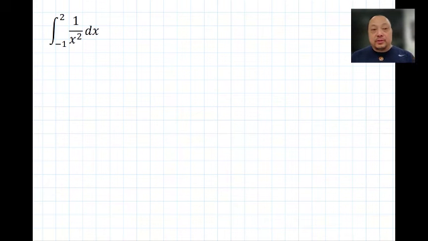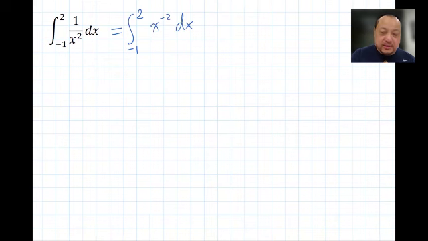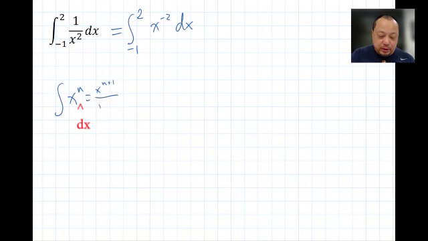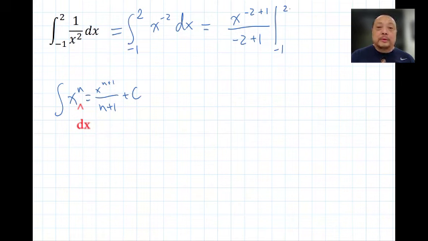The unsuspecting student would look at this and rewrite it as integral from -1 to 2 of x to -2 dx like this. And you tell yourself, you know how to integrate this, right? It's just integral of x to the n is equal to x to the n plus 1 over n plus 1 plus c. That's the indefinite integral. So you're going to integrate this into x to -2 plus 1 over -2 plus 1 like this from -1 to 2.